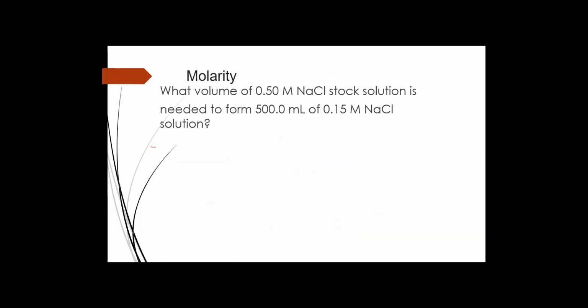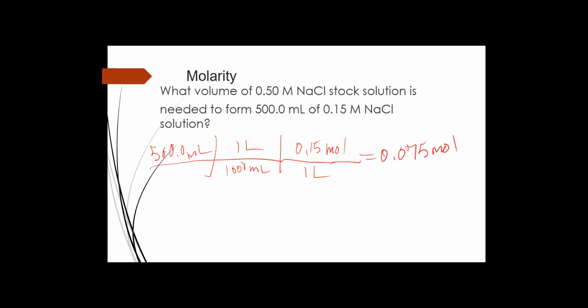One is we can take what we know, 500.0 milliliters. We can turn that into our moles. So that's 1,000 milliliters is 1 liter. 0.15 moles is 1 liter. And so this tells us how many moles we need. 500 divided by 1,000 times 0.15. So we need 0.075 moles.